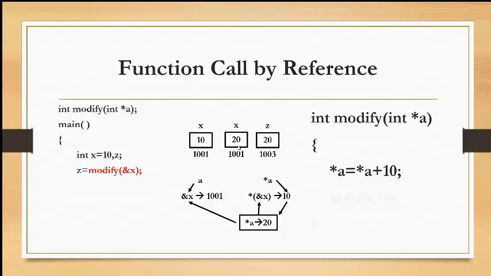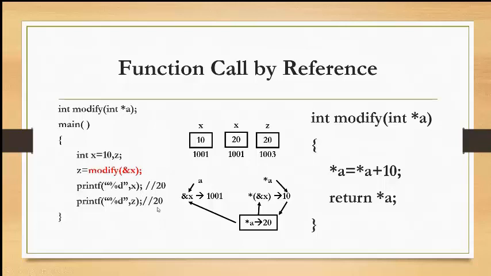What happens next is, I'm trying to return the value of star a. Star a is holding the value 20, so 20 will be returned through this particular function call. So 20 is getting assigned to z, and I'm trying to print the value of x and z in the corresponding statement. So 20 will be getting printed.